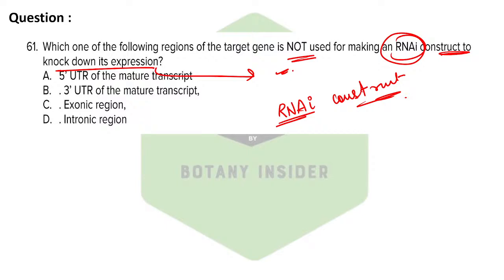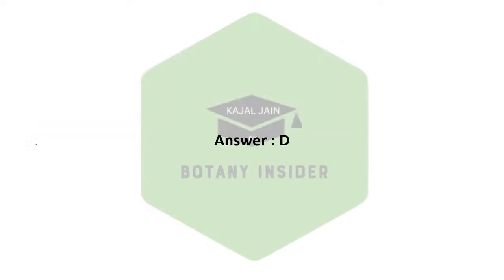Which target region will not be used for making the RNAi construct to knock down the expression? The answer for this is the intronic region. You will not be using the introns, because introns are what? They are the non-coding sequences, right? Because they are non-coding sequences, you will not use them for the RNAi construct, because we have to knock down its expression. That's why the intronic region is the correct answer. D is the correct answer for this particular question. Simple question.